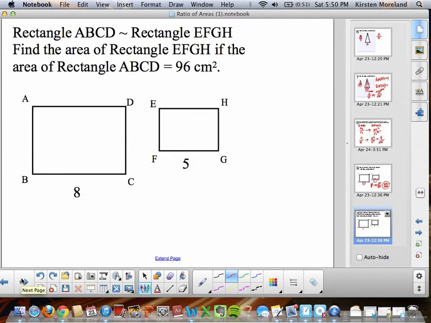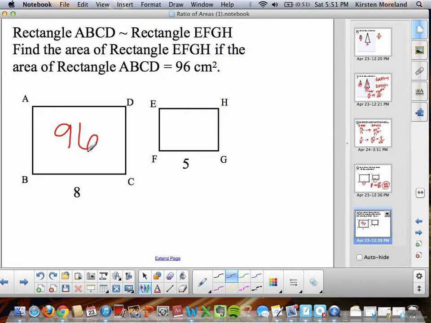Now we're going to use these same two rectangles, and I'm going to give you a different piece of information. I don't want you to find the ratio of the areas because I've already asked you to do that. I want you to use the ratio of the areas we already found, 64 over 25, to see if you can find the area of that smaller rectangle, given that this one has an area of 96. Go ahead and pause the video and see if you can set up a proportion that's going to give you that value.